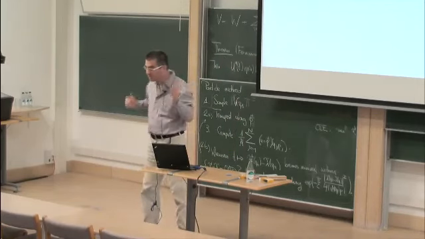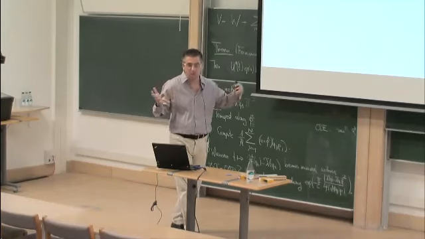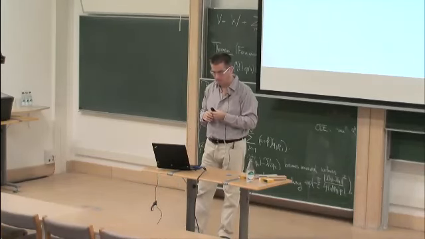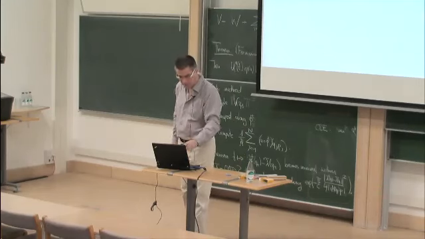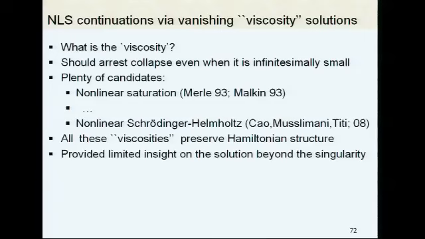But let's take the standard approach in conservation laws. Let's add some viscosity type mechanism and let it go to 0. But then the million-dollar question is, what is the viscosity? Which term should we put in that would arrest the collapse, and we would use this, let it go to 0, and use it to continue the solution after the singularity?